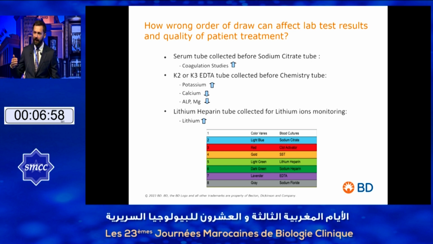Another example: if we collect the hematology tube before chemistry. What is the anticoagulant we have in the hematology tube? EDTA. It contains 2 or 3 ions of potassium, and we measure potassium in chemistry tubes. That's why, if we collect the EDTA tube, the hematology tube, before the chemistry tube, the level of potassium would be falsely elevated, unfortunately. So it would affect the accuracy of blood test results. That's why order of draw is really important, and we always keep telling end users, nurses, phlebotomists, to respect this order of draw.